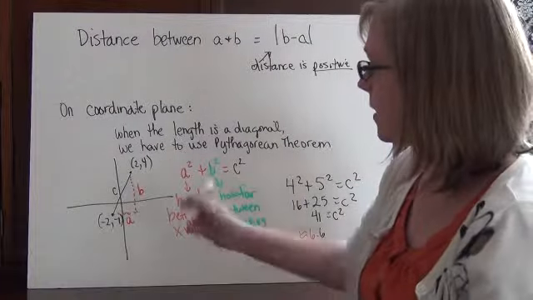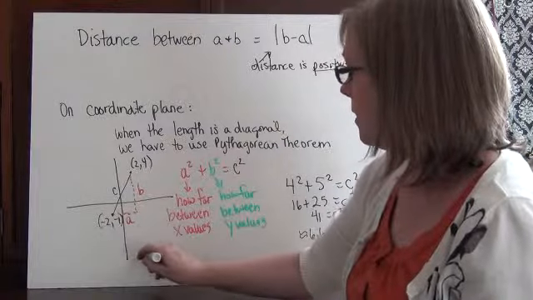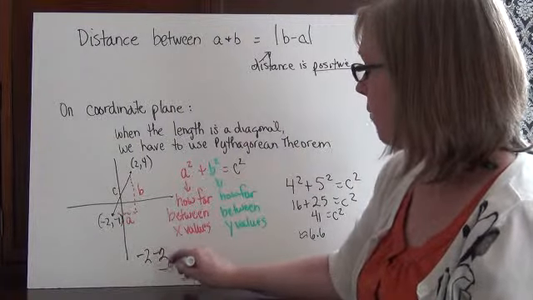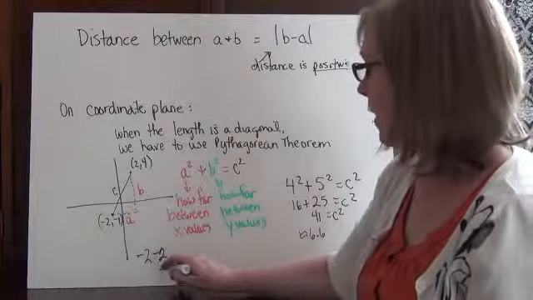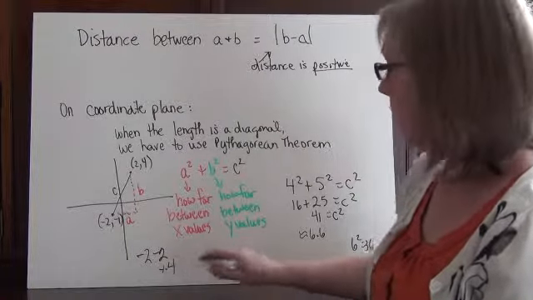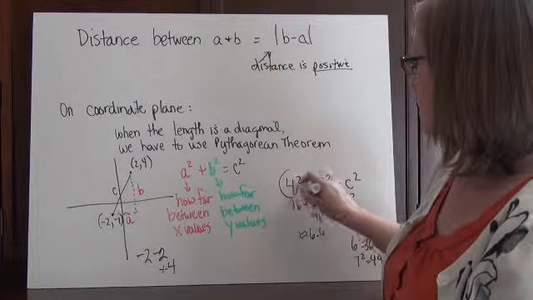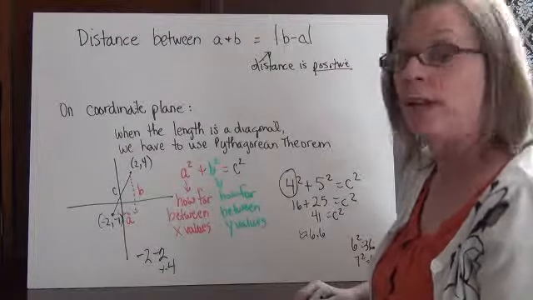So I looked at this and I said, well, how far is it? It's negative 2 minus 2. Negative 2 minus 2 would be negative 4, but I take the positive anyway because it's distance, and I know that the distance between my x values, or my A, is 4. So I put a 4 right there and put a square sign.